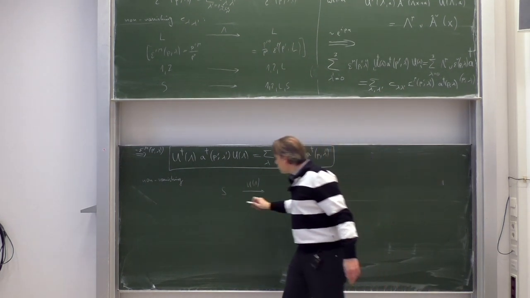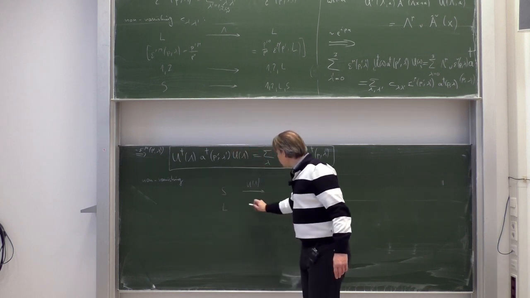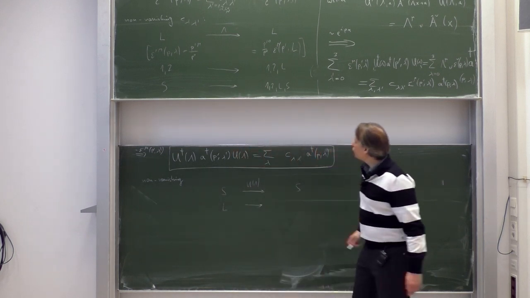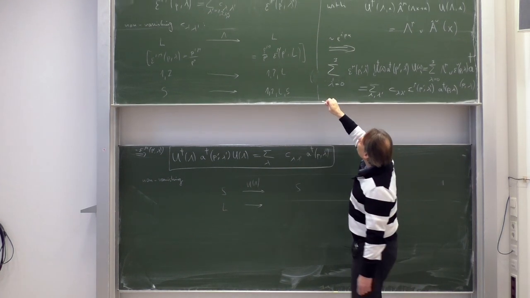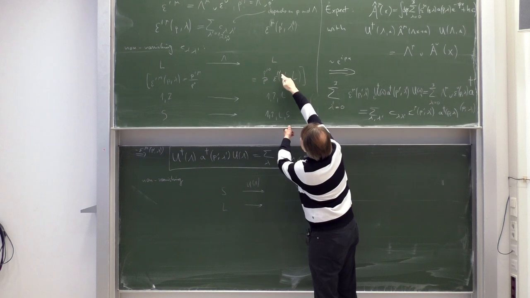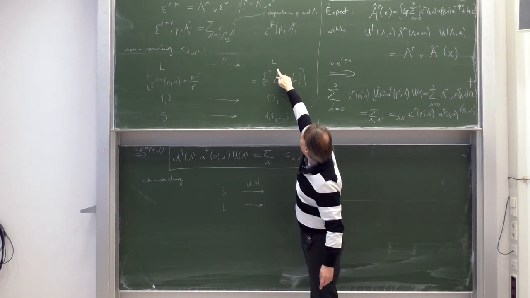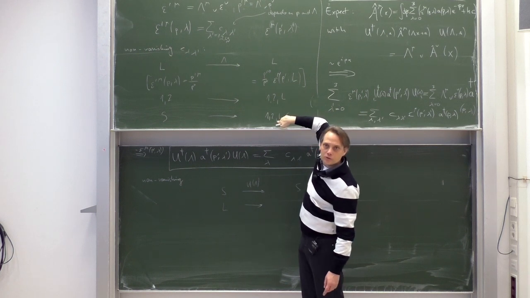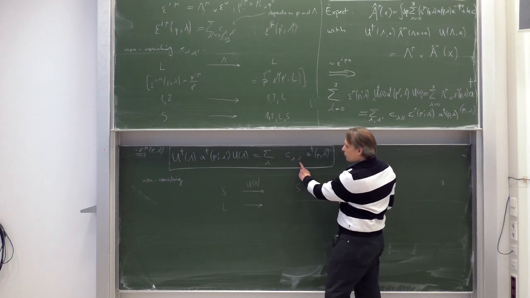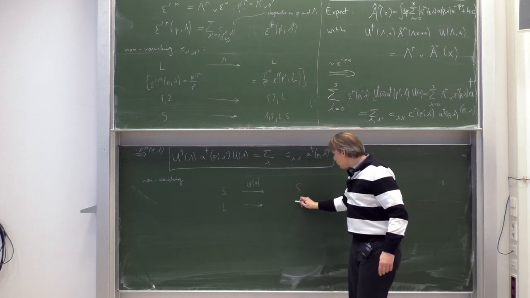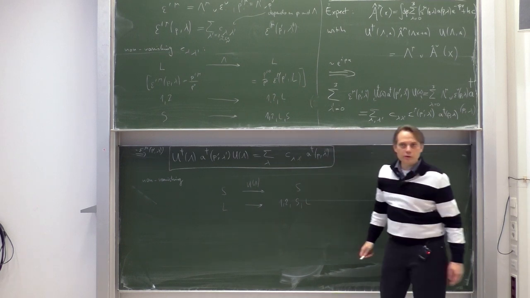How about the others? So for example, how about L? Lambda prime is now L. So we need to look where L appears in the lambda prime column. L appears everywhere. That means C can be non-zero if lambda prime is L for any lambda. That means L could go into 1, 2, S, L, into anything.